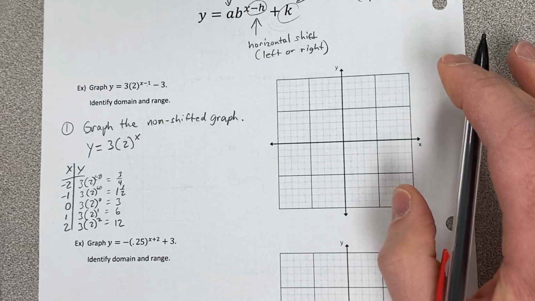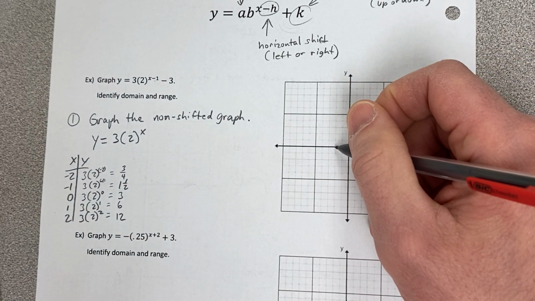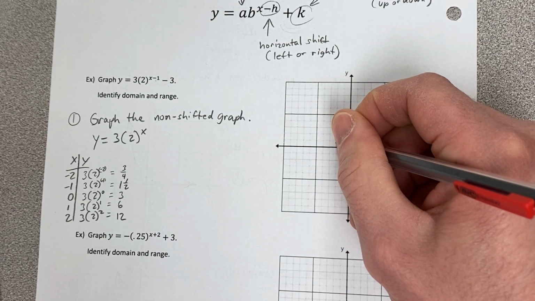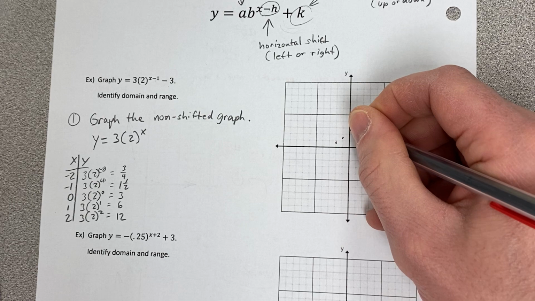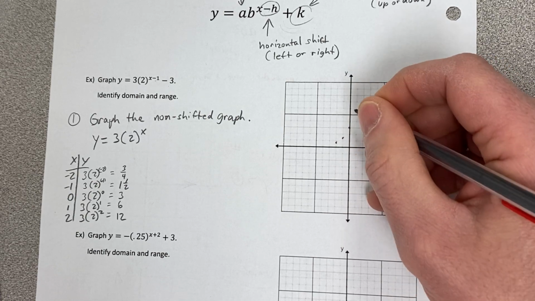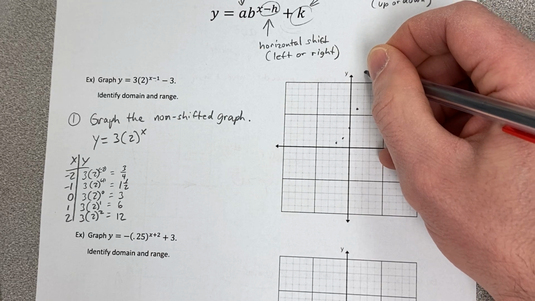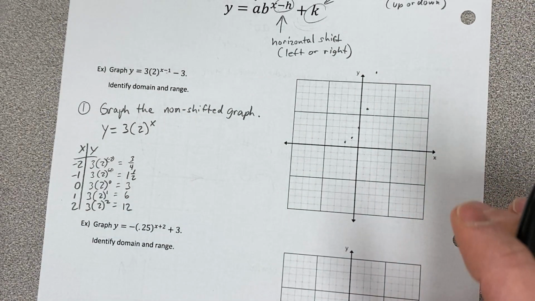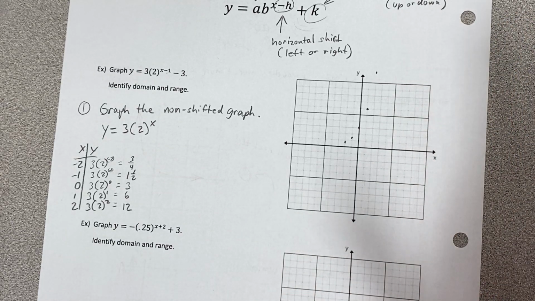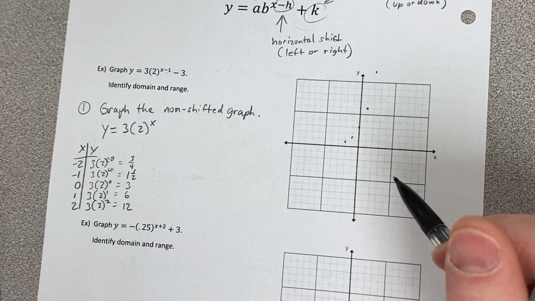So here's how this works. You're going to plot these points. -2, 3/4. -1, 1.5. 0, 3. 1, 6. 2, 12. Way up there, huh? Don't connect them just yet, because this isn't our final graph. This was the non-shifted graph.